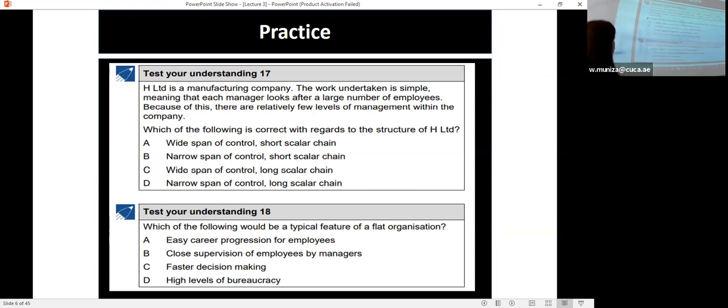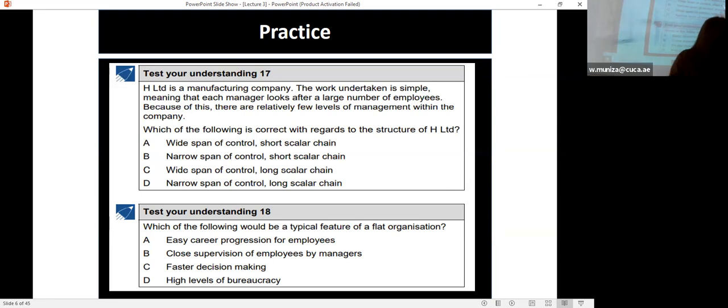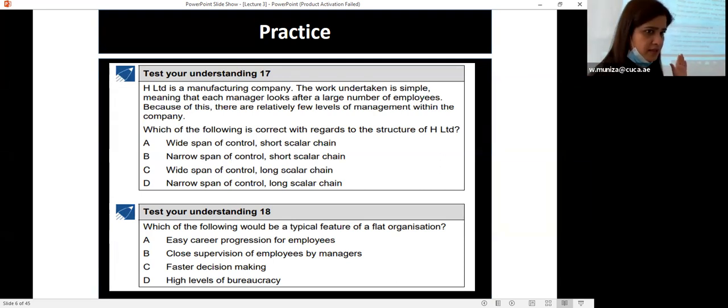Got it, students? Okay. Age Limited is a manufacturing company. The work undertaken is simple, repetitive. Simple, meaning that each manager looks after a large number of employees. Because of this, there are relatively few levels of management within the company. So large number of employees and fewer levels of management. What does that mean? Larger number of employees to be supervised. Wide span of control? Am I right? When the work is simple and repetitive, one manager can supervise a lot of people. So the span of control is going to be wider. And few levels of management means short scalar chain. The number of levels of management is few. That is why the scalar chain is not a large one. It is narrower. Okay. So which characteristic is the right one? A, wide span of control and short scalar chain.